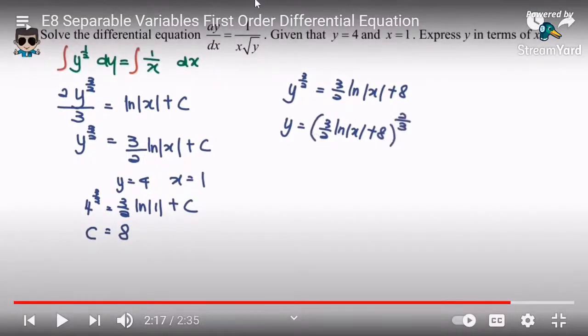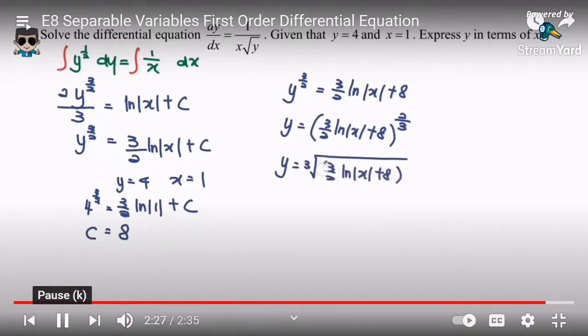Okay? Take note. Take note ni 3 over 2. Kalau 3 power 3 kan, pindah ke sana jadi cube root. Kalau 1 over 2 maksudnya square root kan, pergi ke sana jadi square. Faham? So ini kena take note lah. Boleh faham? So ini adalah kita punya particular solution. Rewrite the situation. Y is equals to cube root of (3 over 2 ln x plus 8), bracket, square. So ini dua-dua ni sama, cuma saya nak tulis bagi awak nampak lagi jelas sahaja.